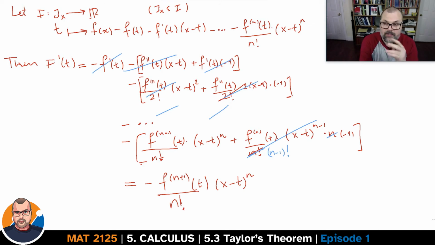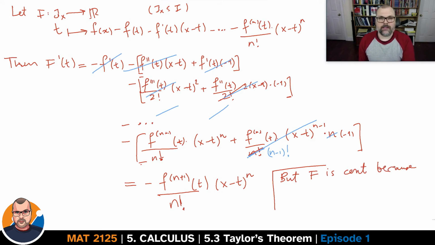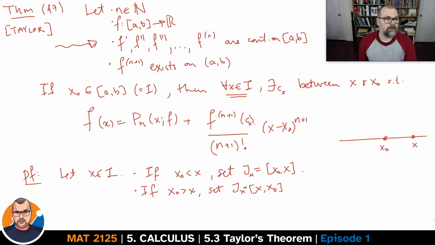Take the time to double check that you understand that the derivative of this function f is indeed minus the n plus 1th derivative of f at t divided by n factorial times x minus t to the power n, because we have here a telescoping sum when we compute the derivative. Now we know that the function f is continuous because it is a sum of continuous functions. I didn't specify in the statement of the theorem that f had to be continuous, but if you think about it, f prime could not be continuous if the function f itself was not continuous.